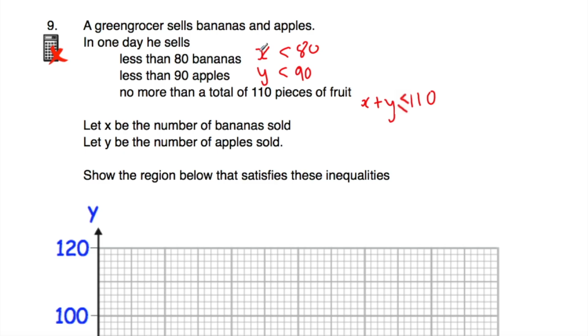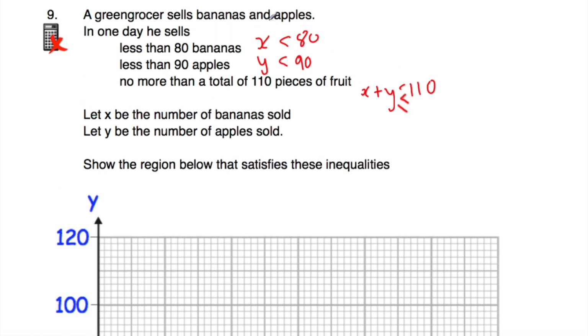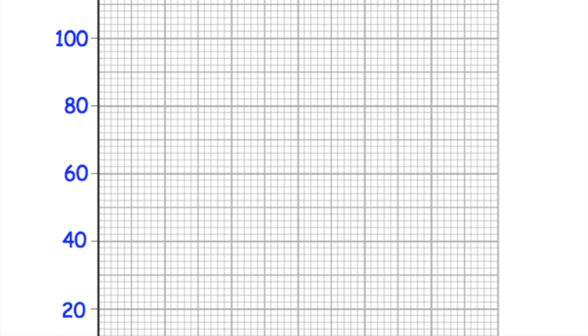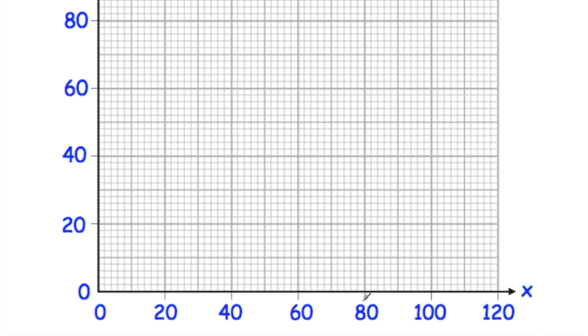Okay, so let's start off by drawing X is less than 80. So that's going to be a vertical line that crosses the X-axis at 80. So let's draw that line, and it's less than 80, so it's going to be a dashed line. So there's 80 on the X-axis, and all the points on that vertical line will have an X coordinate of 80. So let's draw that vertical line.